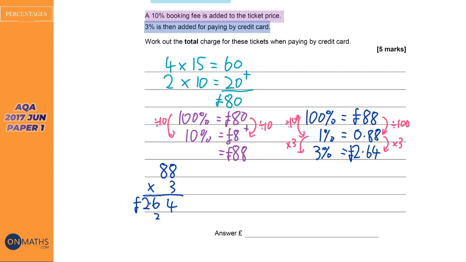So we're doing 88 plus 2.64, and we can put some decimal places on the 88, and so that'd be 4, 6 point, and that would be 10, and that would be 9. So it's £90 and 64 pence.